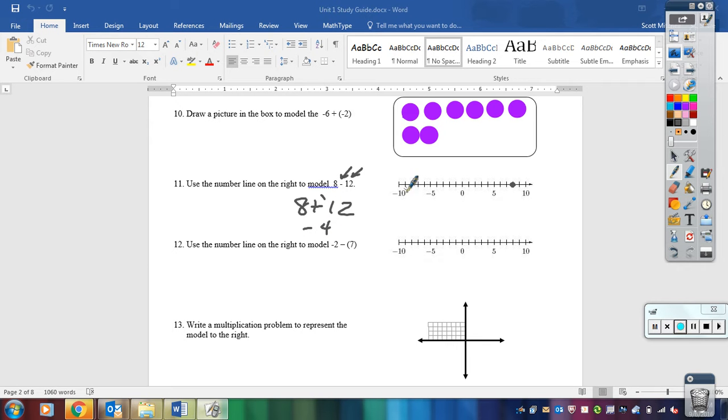But let's check anyway. 1, 2, 3, 4, 5, 6, 7, 8, 9, 10, 11, 12, because the number's 12. This is negative 5, so this is negative 4, just like we thought we'd end up at.